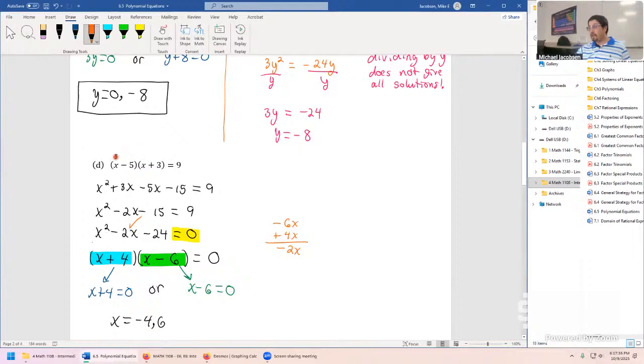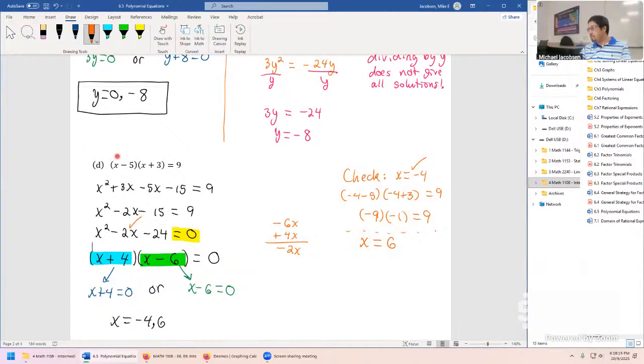If you plug -4 back up here, this is the check. When x is -4, the equation right by the red dot turns into -4 minus 5, -4 plus 3 equals 9. So this is going to turn into -9 times -1 equals +9, and that's true. This is just the property a negative times a negative, resulting in a positive. So -4 works.